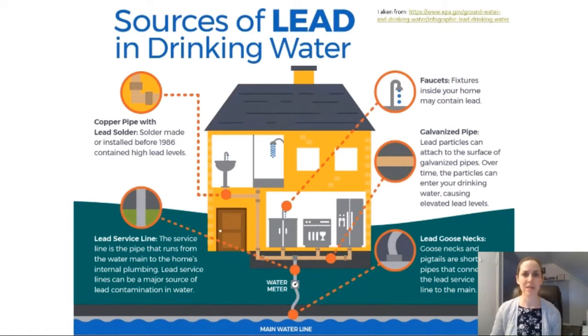We have faucets, so the various fixtures and fittings inside the home can contain lead within those metal components. Galvanized pipes have a twofold way that lead can be introduced into the drinking water, and I'll talk about that a little bit more in the subsequent slides. And then lead goosenecks, these are just shorter segments of pure lead pipe that were used to connect two rigid pipe materials, because lead is very flexible and you can easily connect them together when necessary.